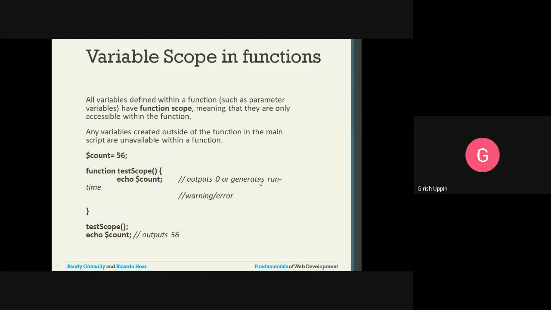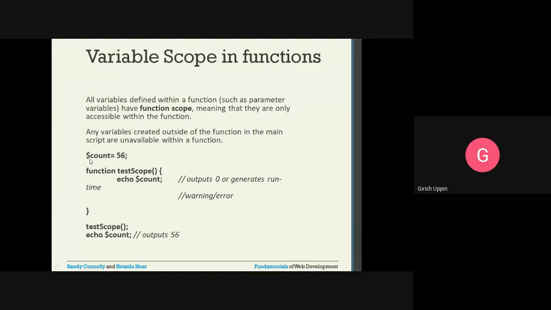Variable scope in functions. All variables defined within the function, such as parameter variables, have a function scope, meaning that they are only accessible within the function. So whatever variable you create, its scope will be inside the function only. Any variable created outside the function in the main script is unavailable within the function. Those will not be available inside.